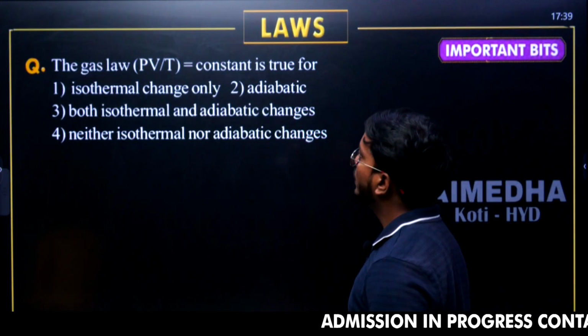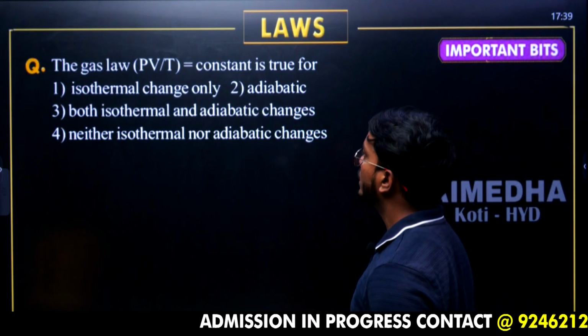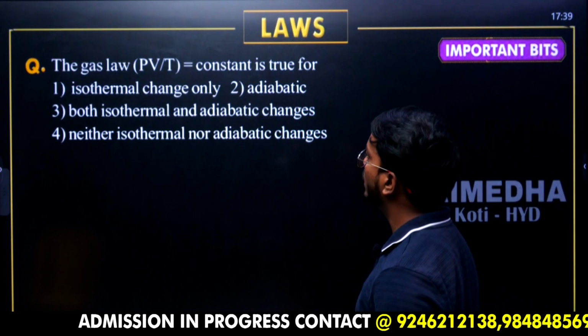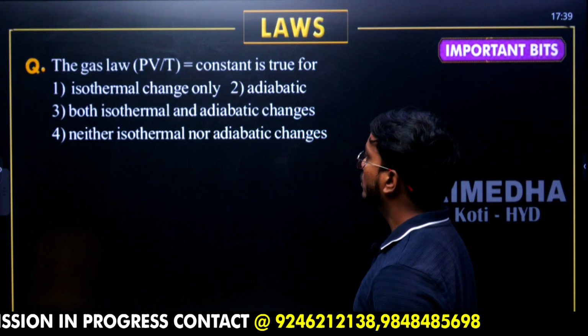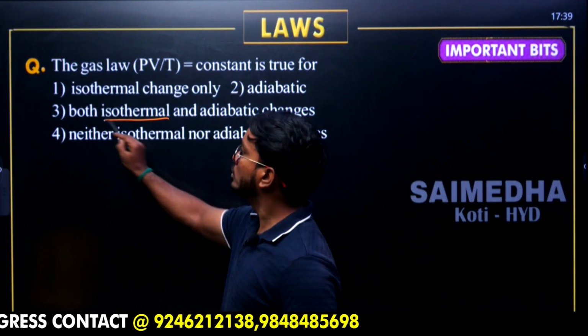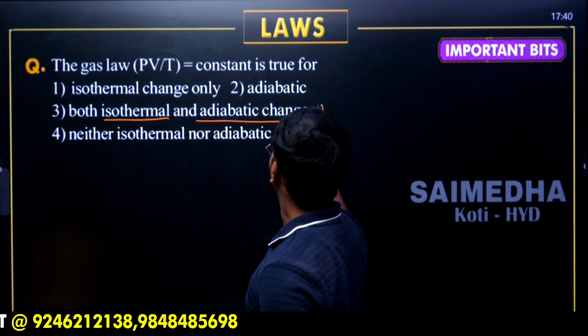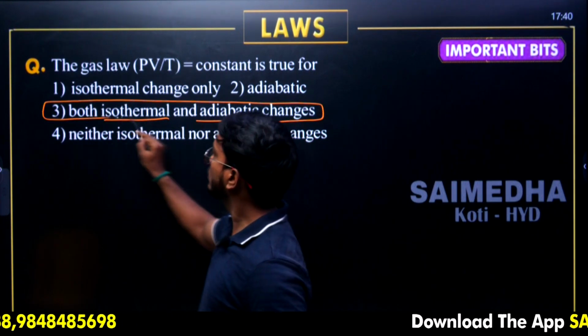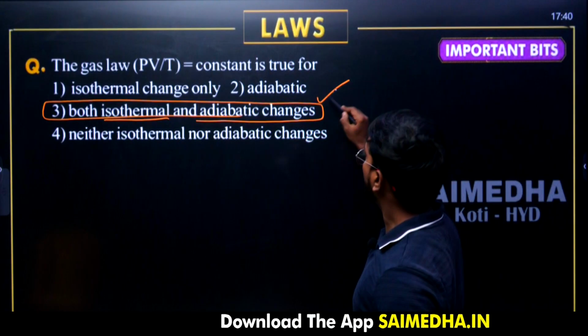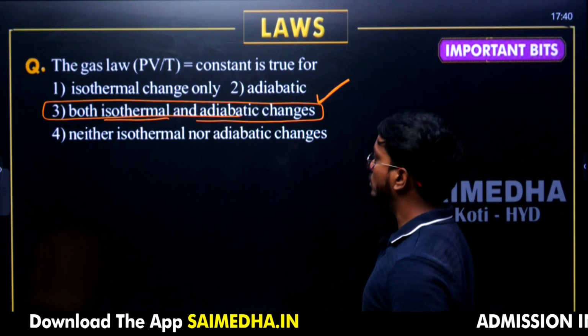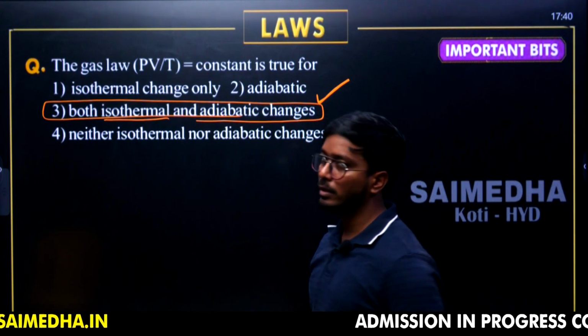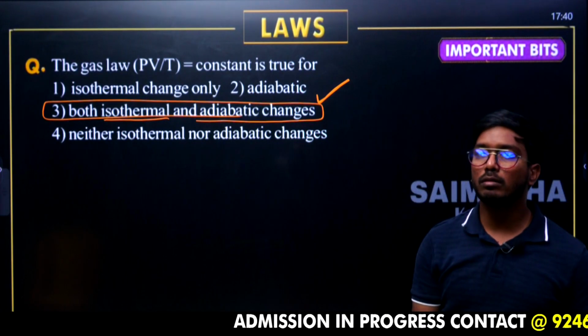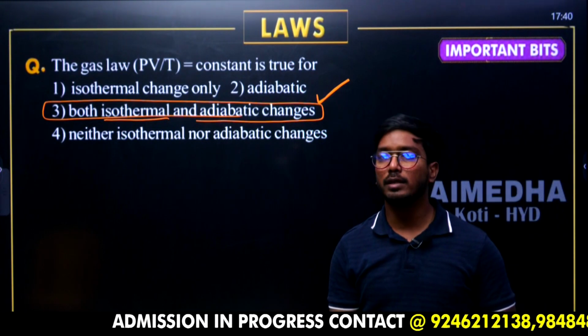The gas law PV by T is a constant is true for isothermal, adiabatic, both isothermal and adiabatic, neither isothermal nor adiabatic. We know that isothermal and adiabatic both are ideal case processes. Okay, so it is going to be valid for all thermodynamic processes. The correct answer is both isothermal and adiabatic process. So that's all about the questions from the laws of thermodynamics.